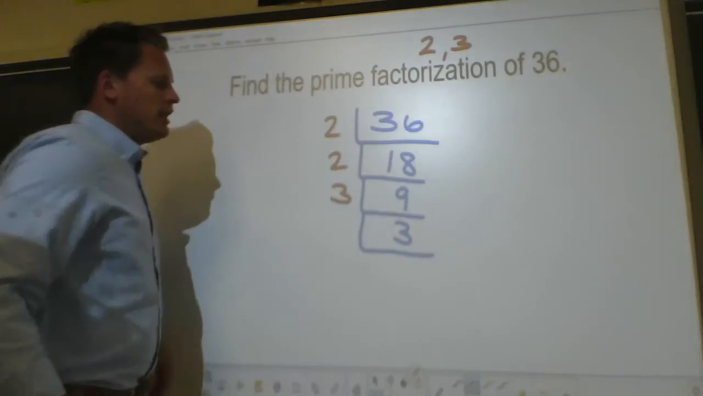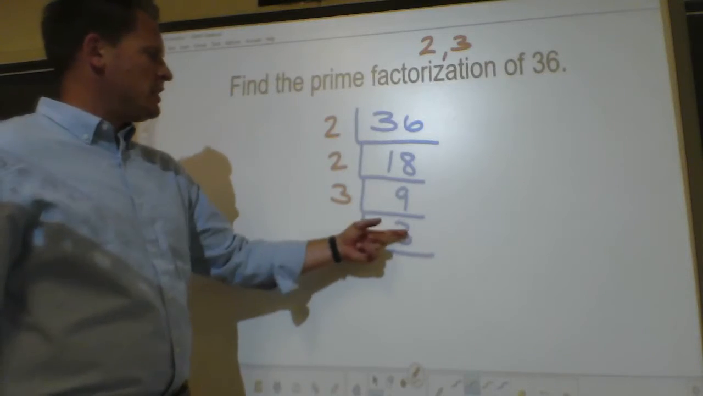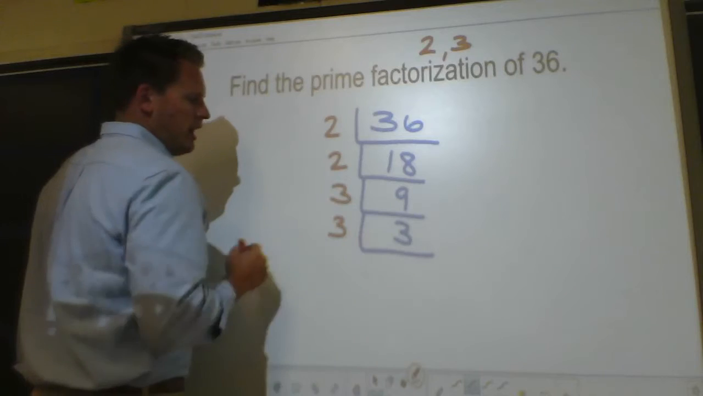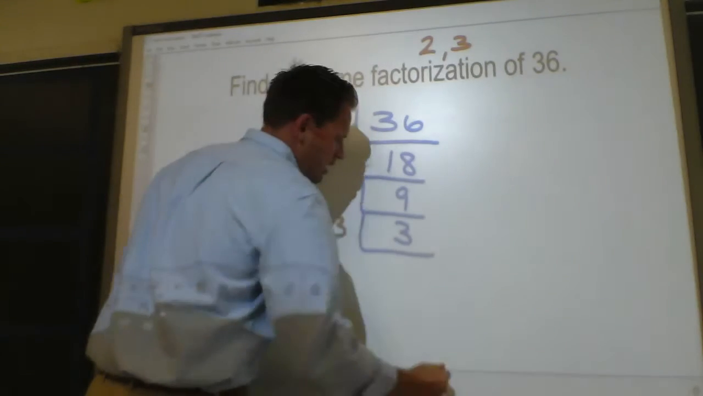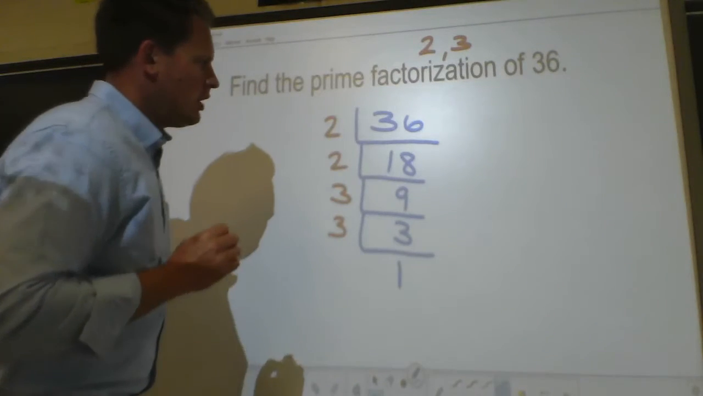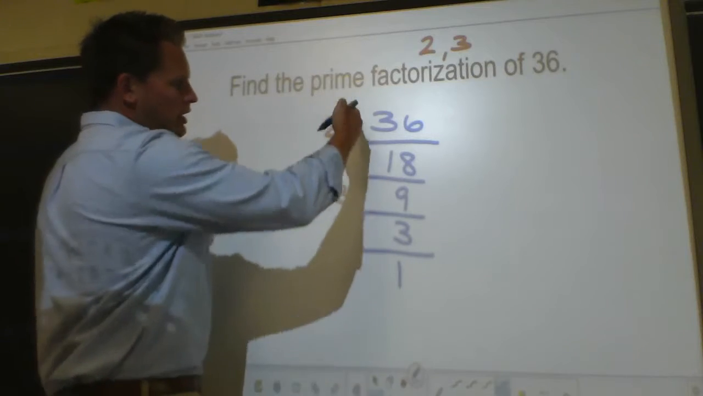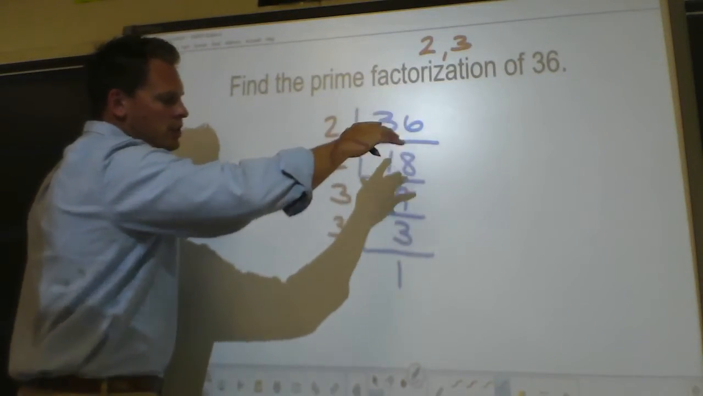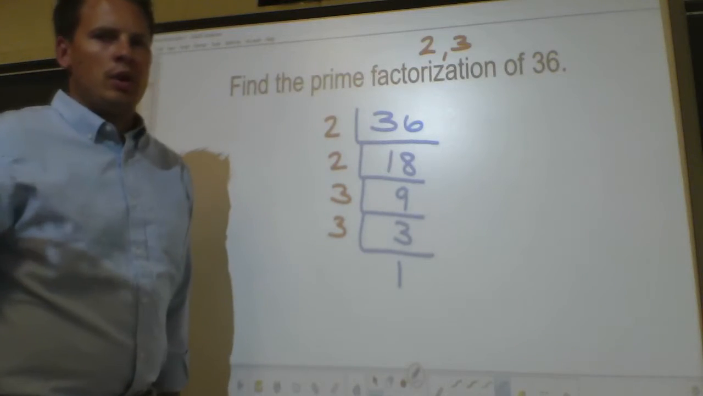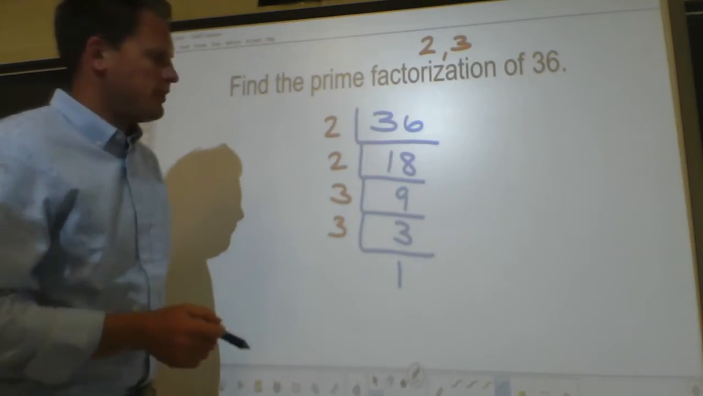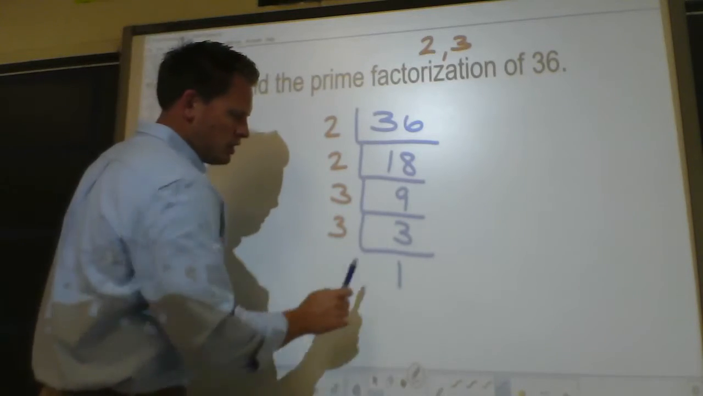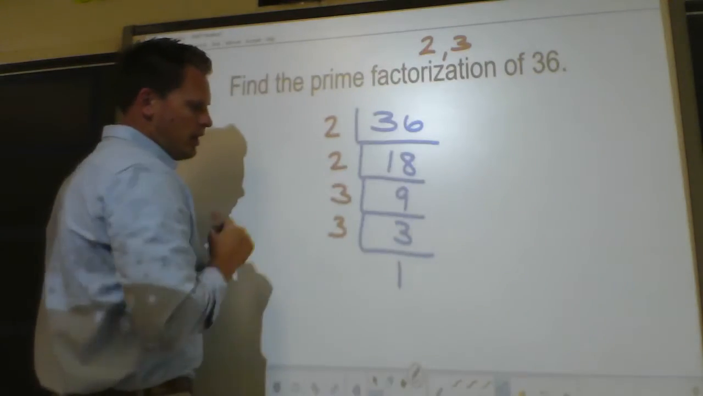Okay? After I do that, what's another prime number that fits into 3? 3 divided by 3, right? 3 divided by 3 is 1. Okay, it's the upside down birthday cake. It's a cake with a candle. You always end your prime factorization with the number 1. Once you get to the number 1, you cannot break this down anymore.